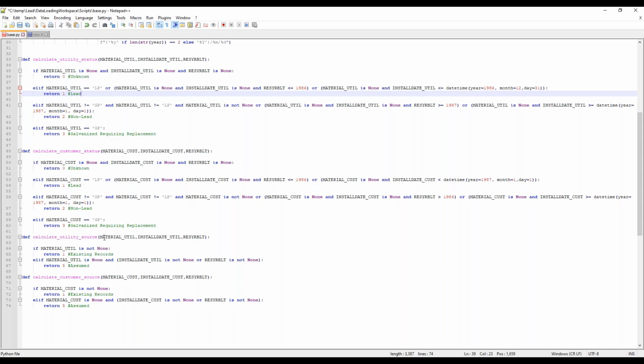And it does the same thing down here with the source. It's using the material, the install date, and the year that the structure was built, a combination of those to determine whether or not it's existing records, so the material is already in your existing records, or you're using the install date or the year that the structure was built to assume whether or not there's lead on that property.